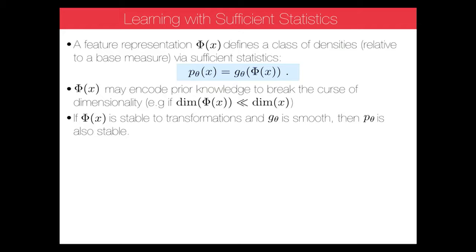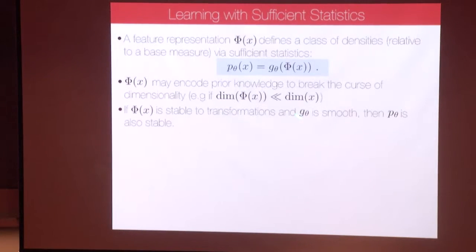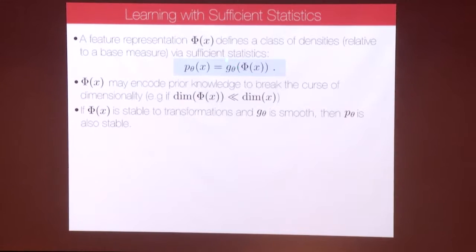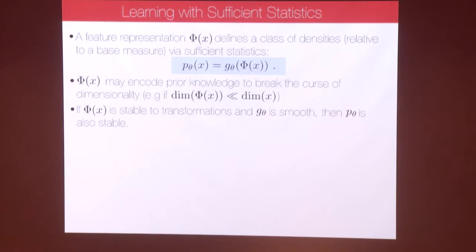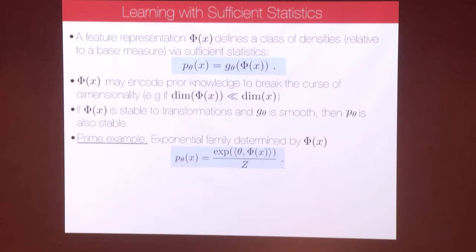In other words, if I have sufficient statistics that are stable to transformations, and the learning is smooth, then I transfer this stability to my generative model. One very famous example that follows this route is the exponential family. If I have an exponential family given by these sufficient statistics, I get a class of models.